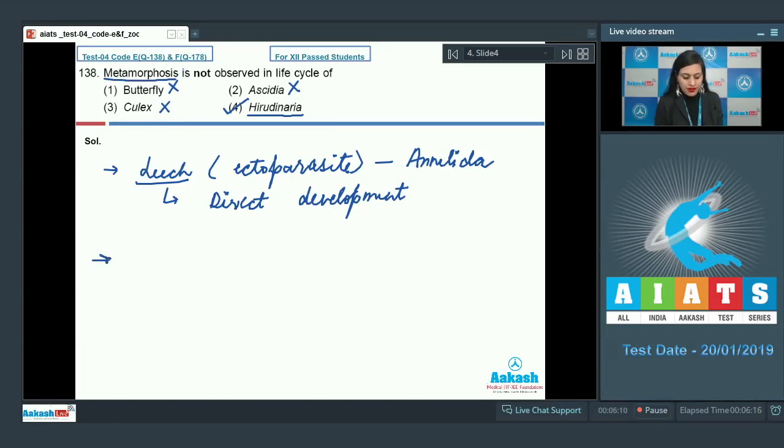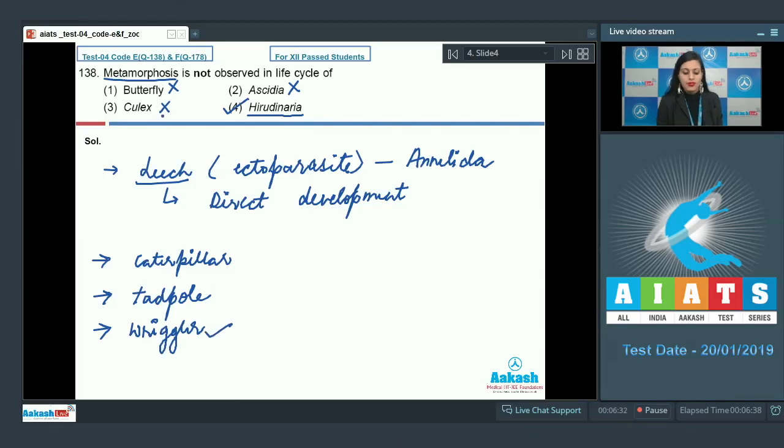The larval forms are caterpillar in life cycle of butterfly, tadpole is a larva for Ascidia, whereas wriggler is a larval form in Culex mosquito. So the correct answer to this question is option number 4. Let's proceed to the next question.